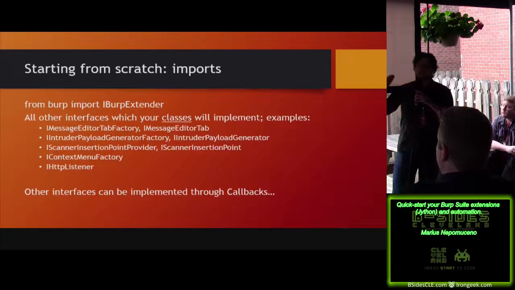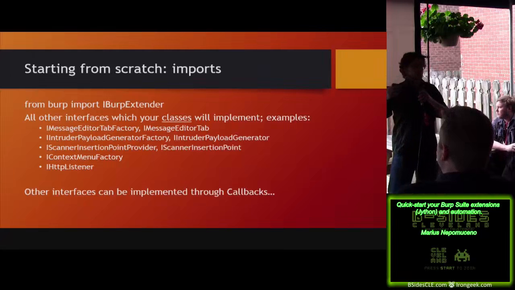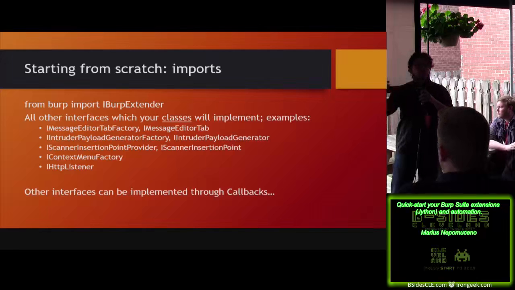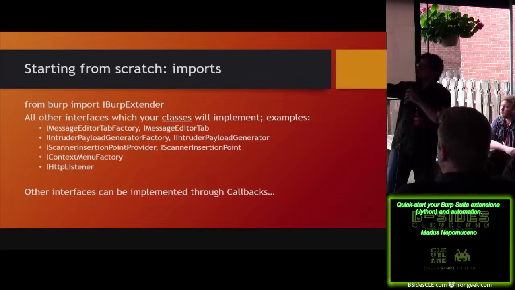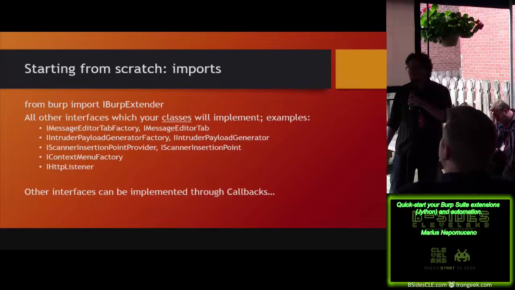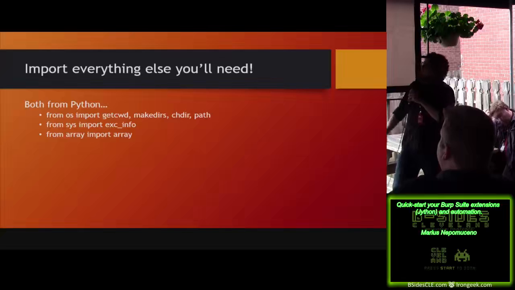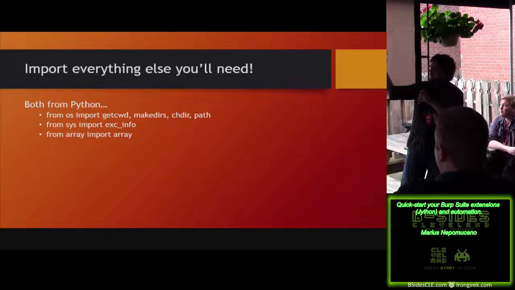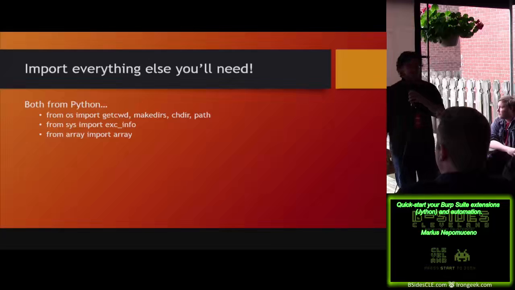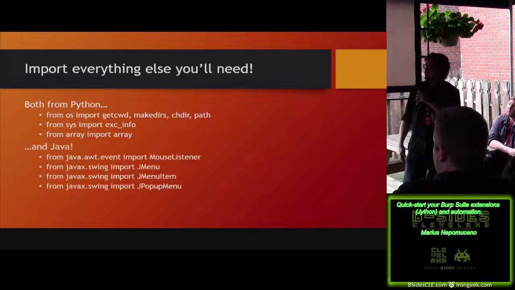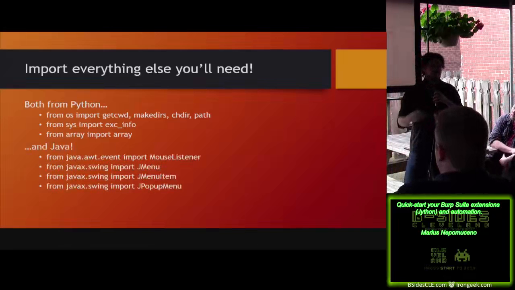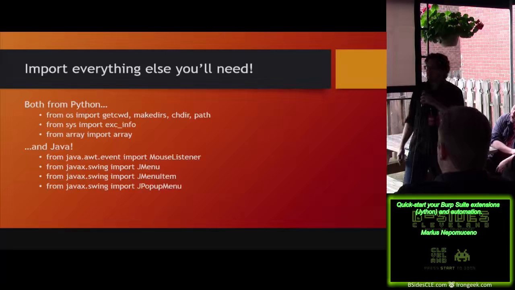IHTTP listener, we'll talk about it a little bit after as well. But other than these, generally, and some others like these, other interfaces from the API can be implemented through callbacks. And I'll explain callbacks coming up as well. But whenever you declare an actual class, and so you go class, parenthesis, and then you implement other Burp Suite interfaces, those are the ones you need to import. So you go from burp, import iHTTP listener at the very top.